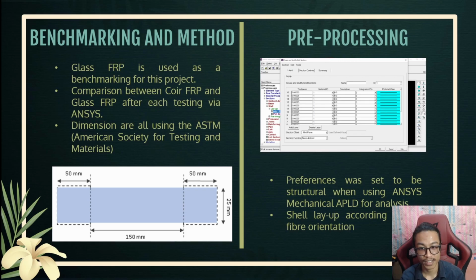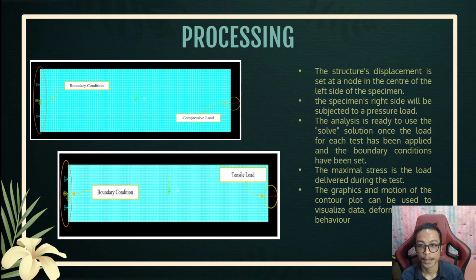Pre-processing is when preference is set to structural. Then the processing step can be started with the modeling of the model. The area of the sample is defined using 2 corners area of rectangle. Then the properties of the model are defined using structural linear elastic orthotropy. The next step will be defining the lamination scheme of the sample using shell layup according to the fiber orientation.